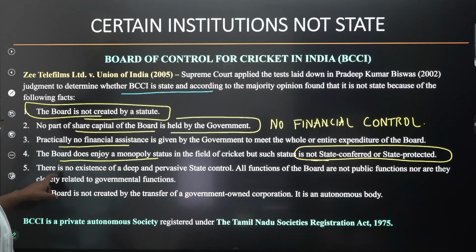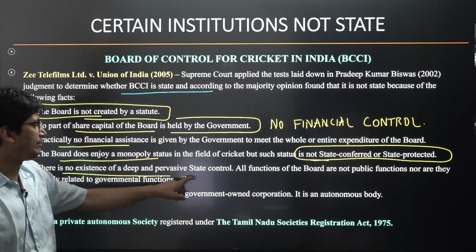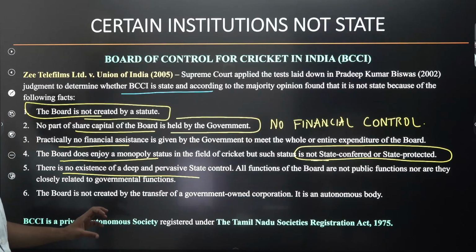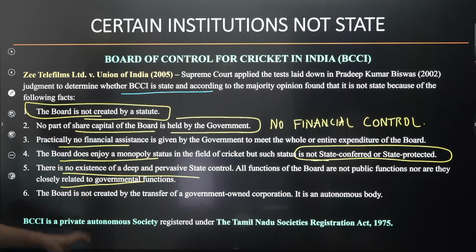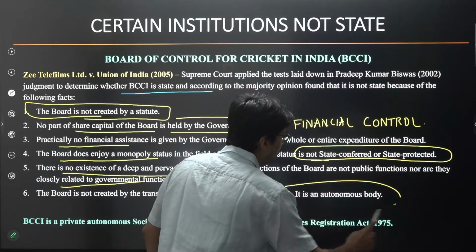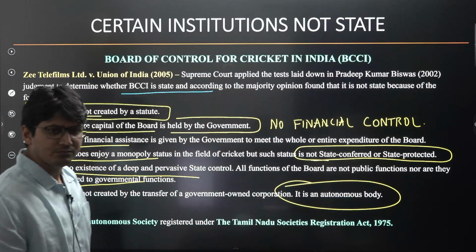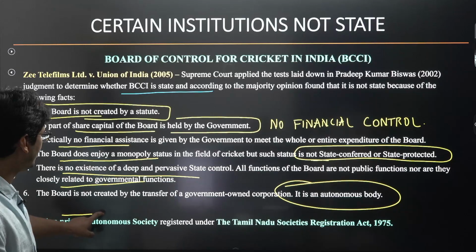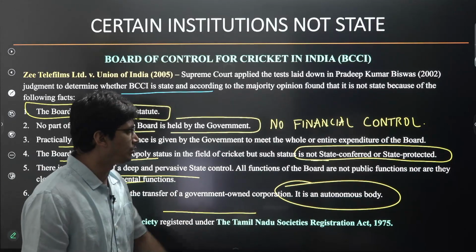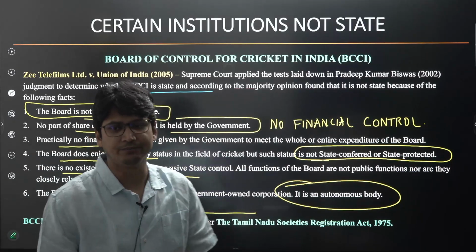There is no existence of deep and pervasive state control. All functions of the board are not public functions, neither are they closely related to governmental functions. And the board is not created by transfer of government-owned corporations, and it is an autonomous body. Okay? So it said that BCCI is a private autonomous society registered under the Tamil Nadu Societies Registration Act of 1975.